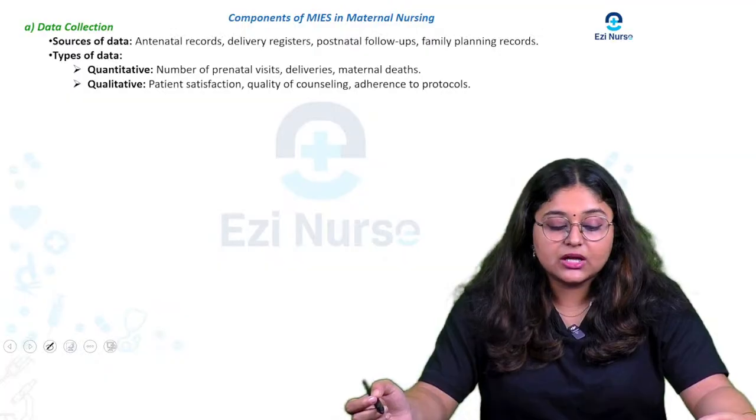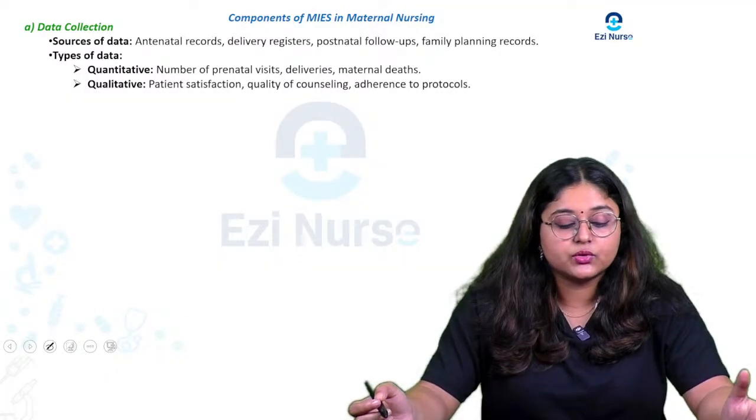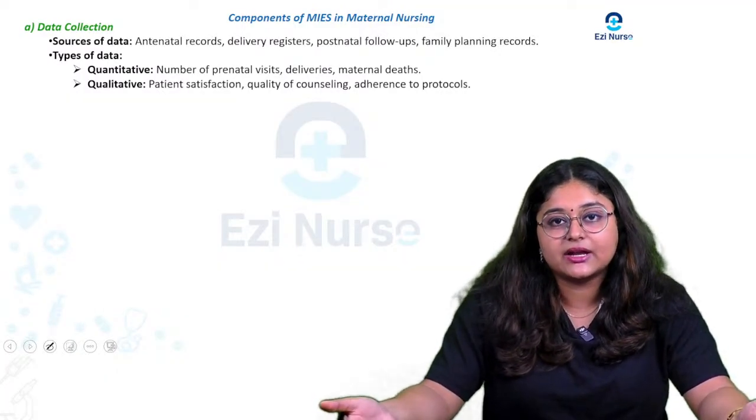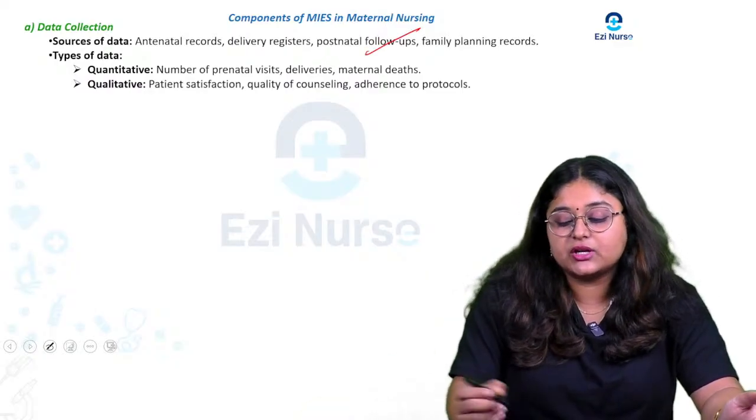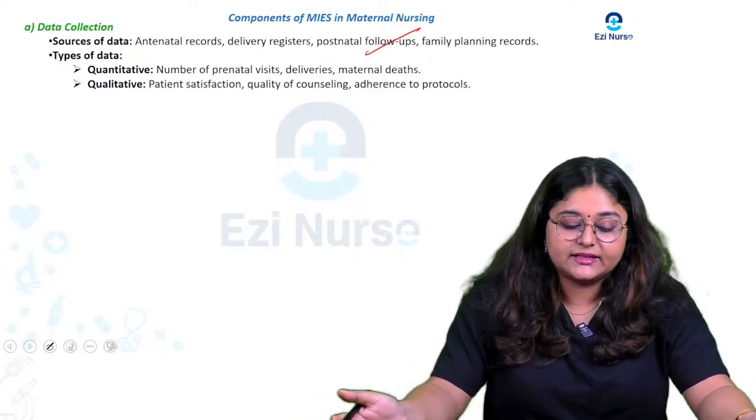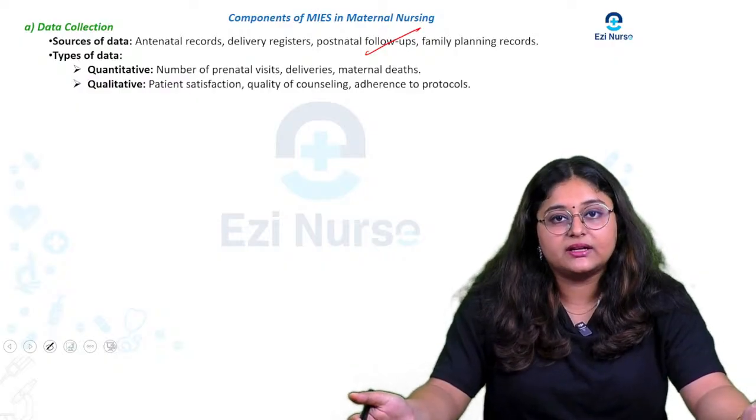Okay, now come to the components. So first is data collection. Through this, the sources of data are like the antenatal record, delivery register, postnatal follow-up, family planning record data, etc. Next is types. First is quantitative and qualitative.